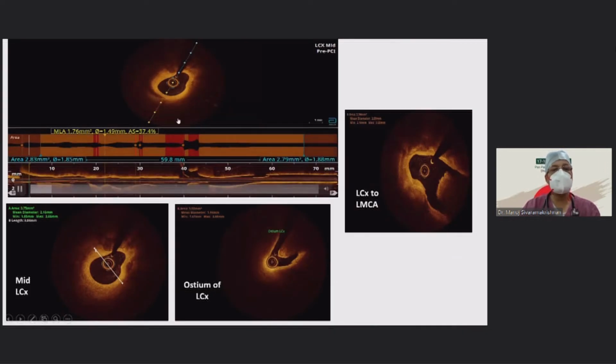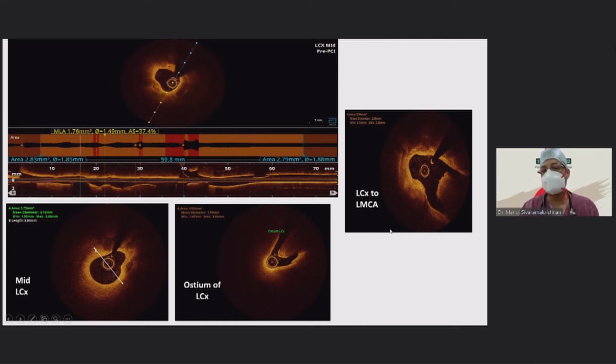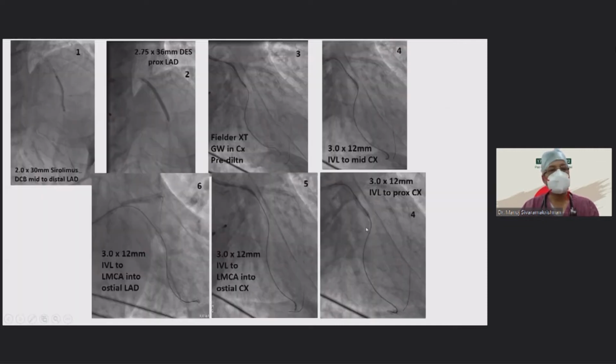Following this, the OCT of the circumflex was done, which also showed 270-degree, near circumferential calcium with a calcific nodule in the ostium of the circumflex, which was also projecting into the polygon of confluence close to the left main. Subsequent to the rotablation and the shockwave lithotripsy, a drug-eluting balloon was delivered to the distal LAD, which was a small vessel of 2 mm, with approximately a 2.75 to 36 drug-eluting balloon to the LAD. Thereafter, a Fielder XT wire was placed in the circumflex, and dilatation was done as a pre-dilatation balloon.